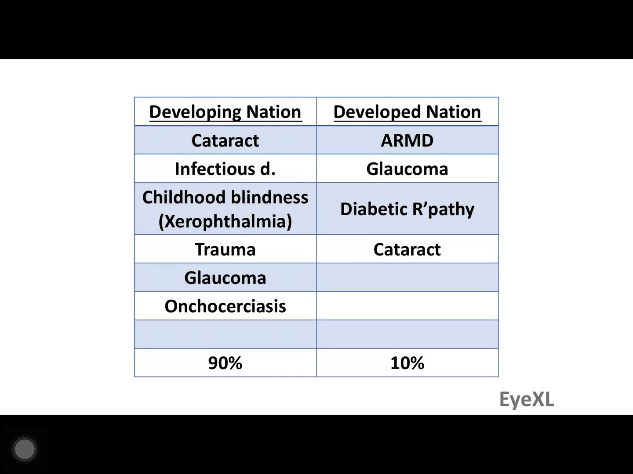Compare this to the developed nation. Cataract comes very low in the list. Primarily a rich man's disease would be ARMD, because you have to live that long to develop ARMD. And glaucoma and diabetic retinopathy again are very common in developed nations. But understand that 90% of all the blindness in the world exists in developing countries. Developed nations constitute only 10% of the blindness.